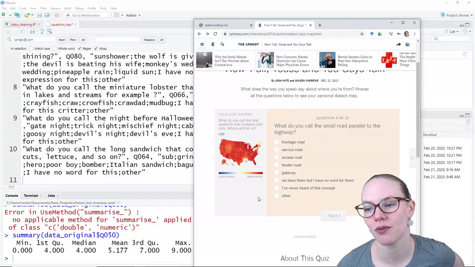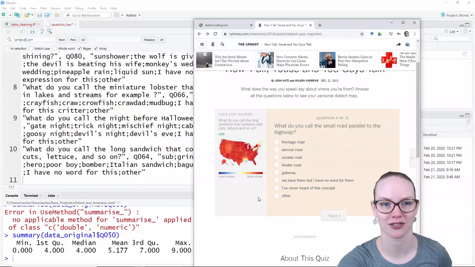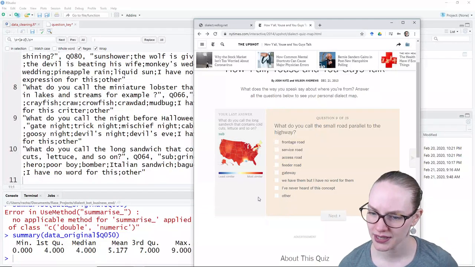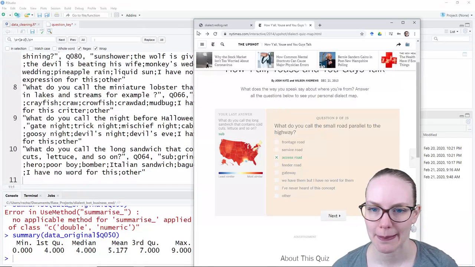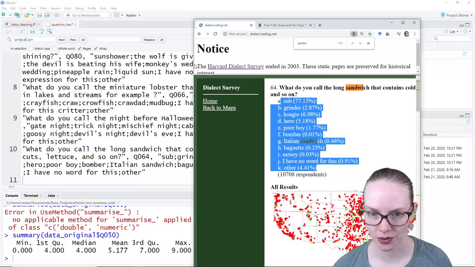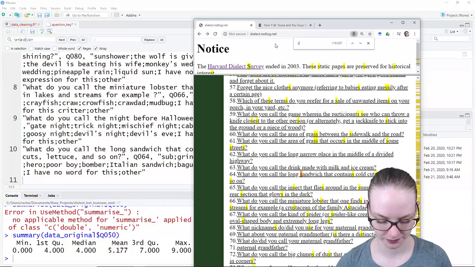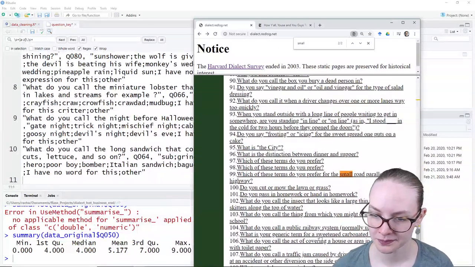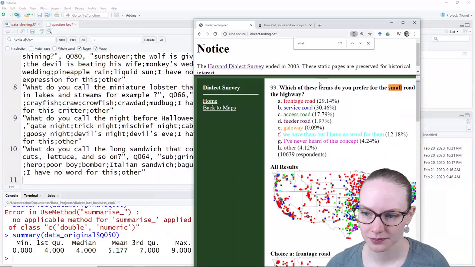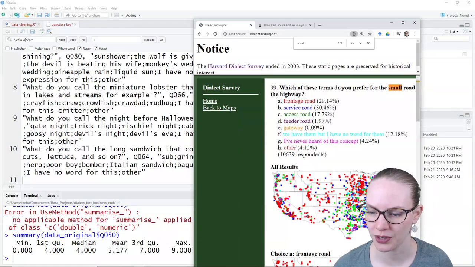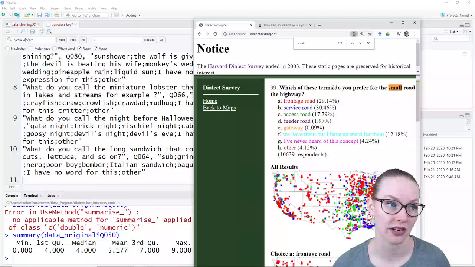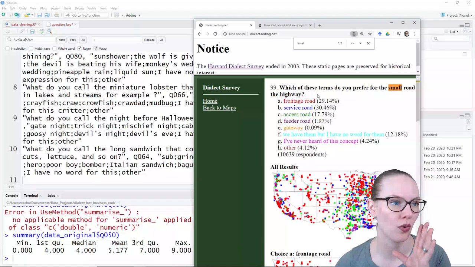What do you call a small road that runs parallel to the highway? I'm covering the screen with my hand. Access road? Pretty sure I call it an access road. All right, small road. Let's find that one. And I think I prefer "what do you call" to "which of these terms" because it's not being presented as a multiple choice quiz for the user.